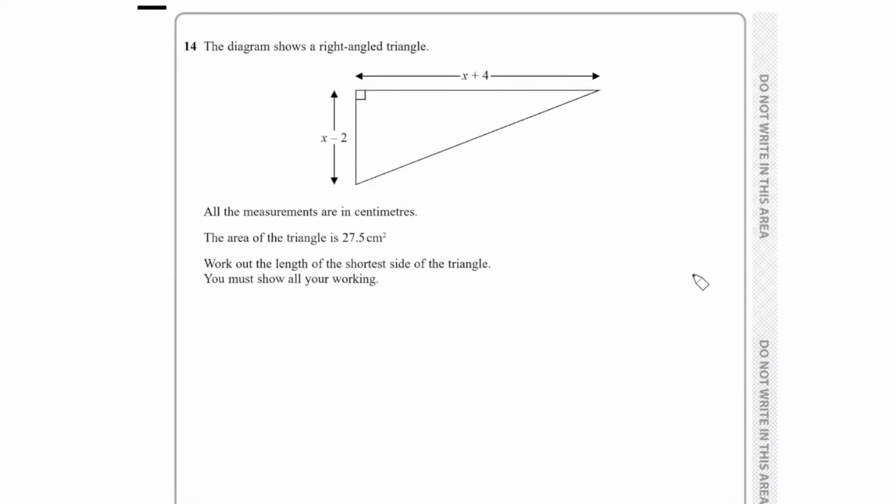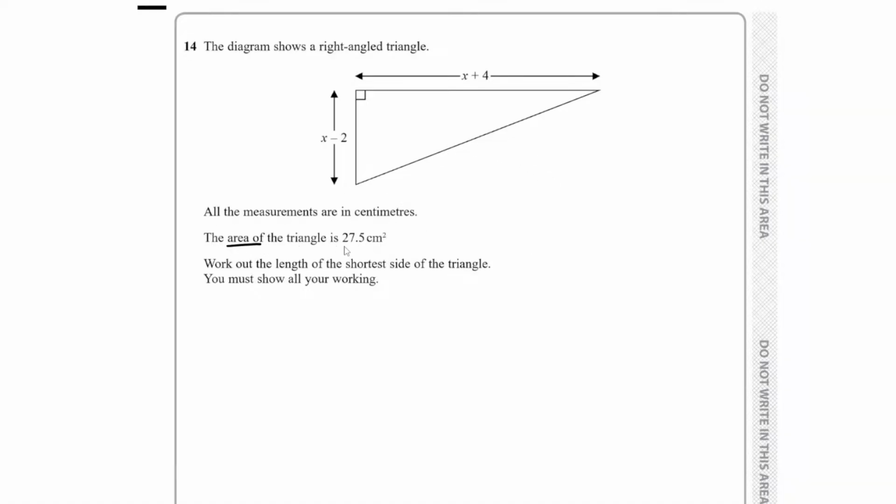Okay, question 14. This is quite a nice one, I think. Algebra with shapes. I quite like when they combine these 2 topics. So the diagram shows a right-angled triangle. Obviously, they've given the sides in terms of x. All the measurements are in centimeters, and the area of the triangle is 27.5 centimeters squared.